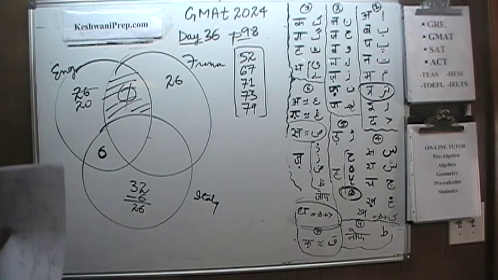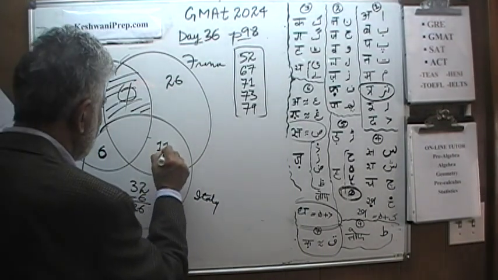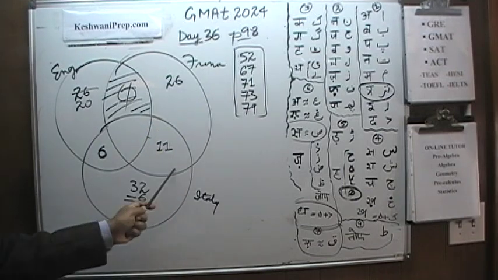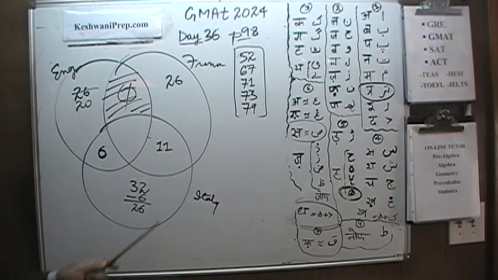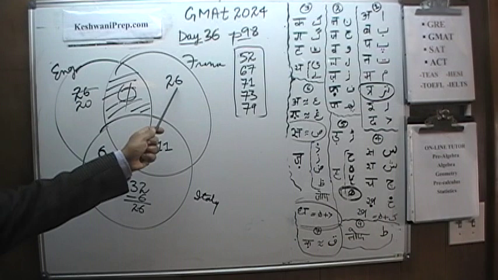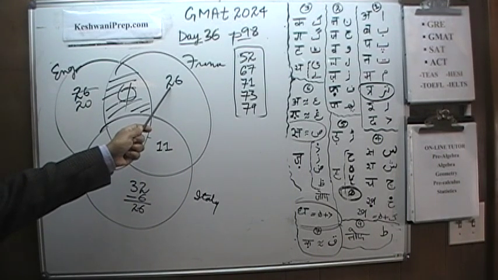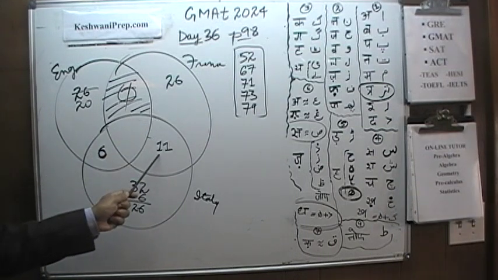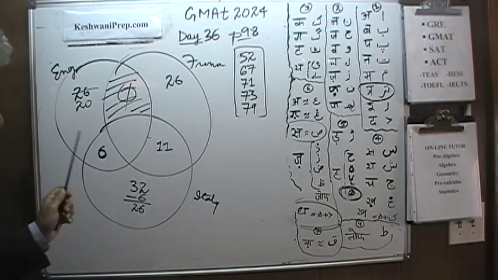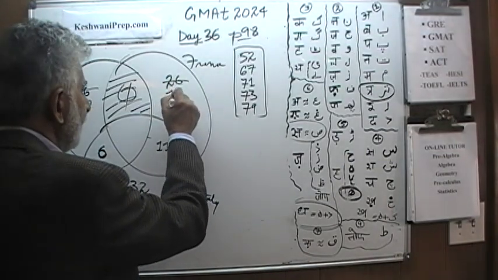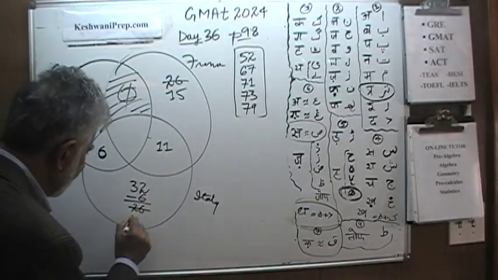We also know that there were 11 people who went to both France and Italy. As soon as we put 11 here, we have to do the same adjustment. We need to take away 11 from here and 11 from here. Oh, it's 26 and 26. What do you know? Same number. So, 26 minus 10 would have been 16. 26 minus 11 is going to be 15. So this becomes 15 and this becomes 15.